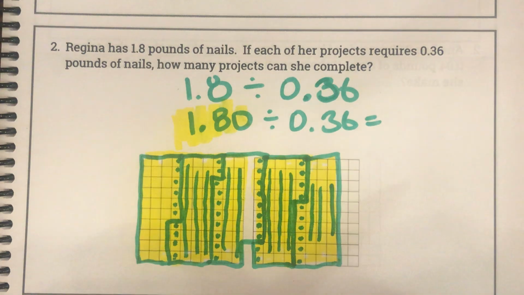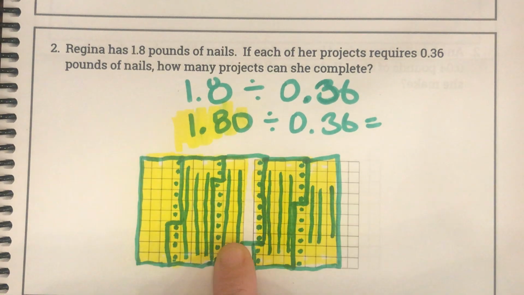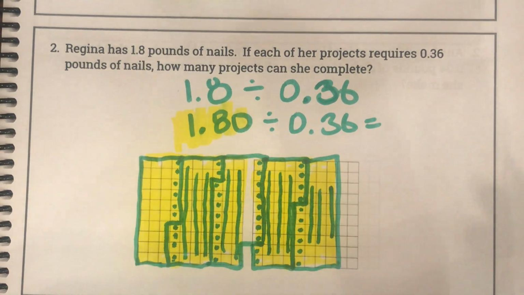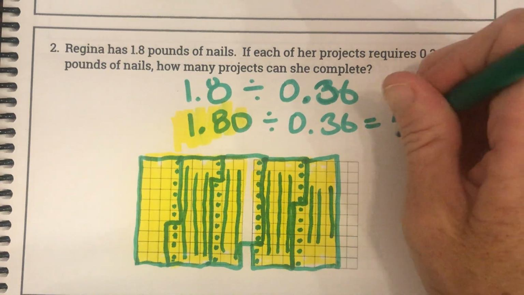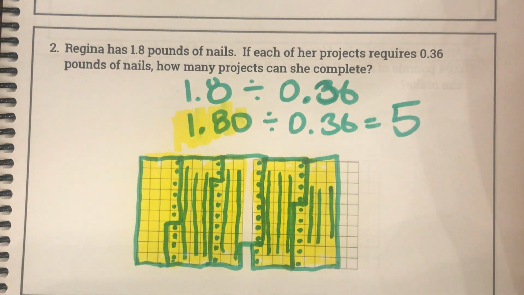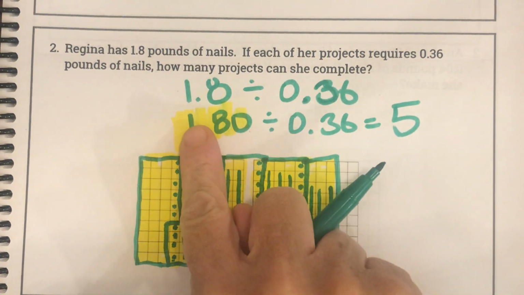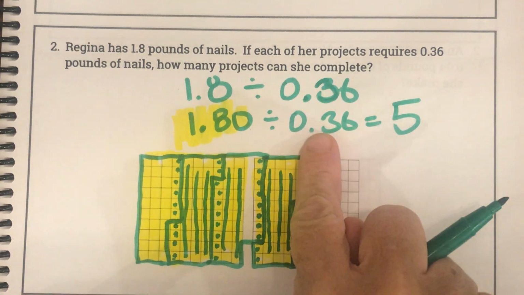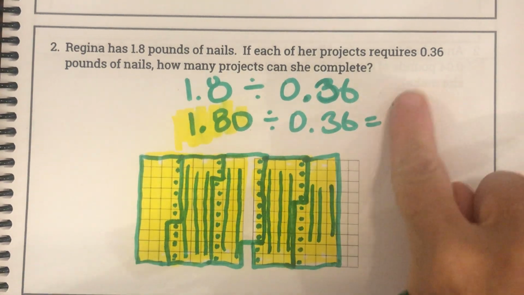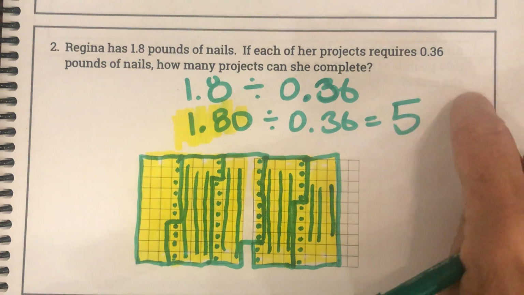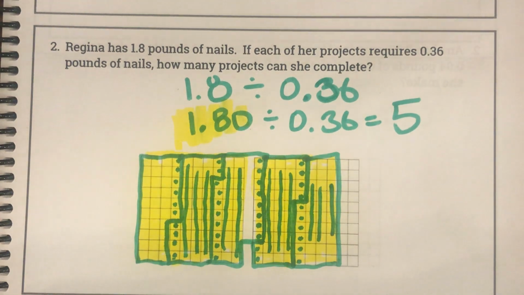Okay, so how many groups do we have? We have 1, 2, 3, 4, 5. So Regina can make 5 projects because she has this many nails. She's going to put this much in each group and then she can make 5 groups. So with each group, she can make a project.